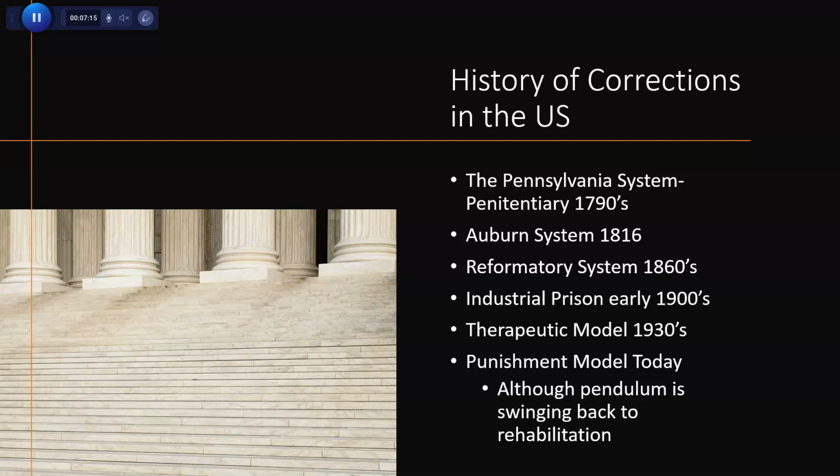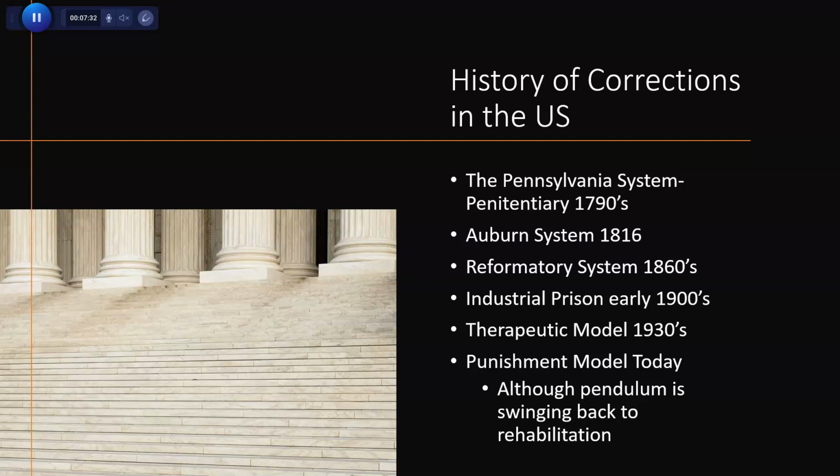Today, your book says that we are still in the punishment model, which means punishing people for their crimes by keeping them locked up for long periods of time. Although I would argue that the pendulum has started to swing back toward rehabilitation.